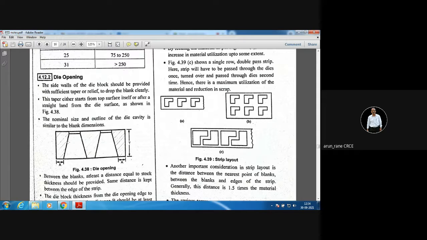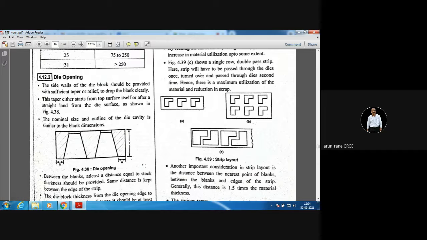Now either you can have a taper like this or you can have a counterbore. You can provide a counterbore here. Even if you provide a counterbore of 26 mm, that is also enough, so 0.5 mm clearance on both the sides. So your slug can fall down easily.